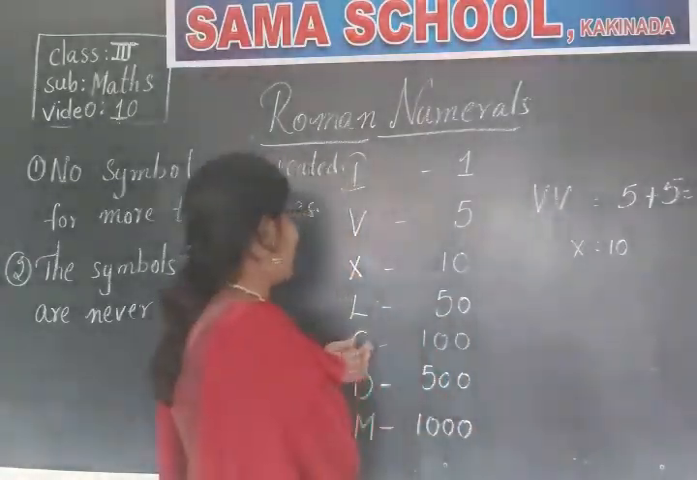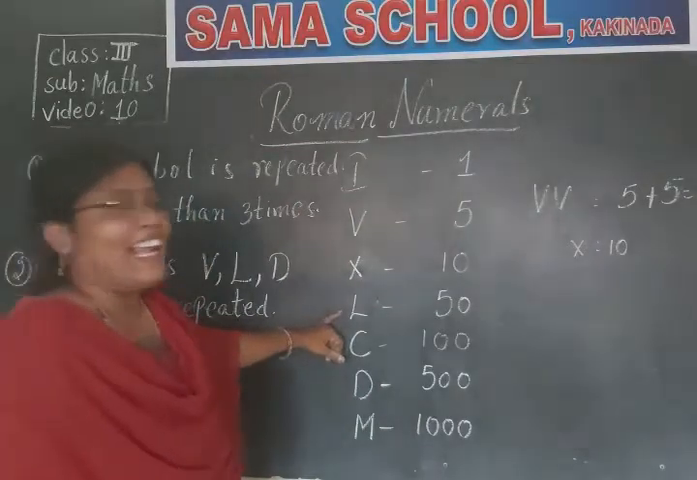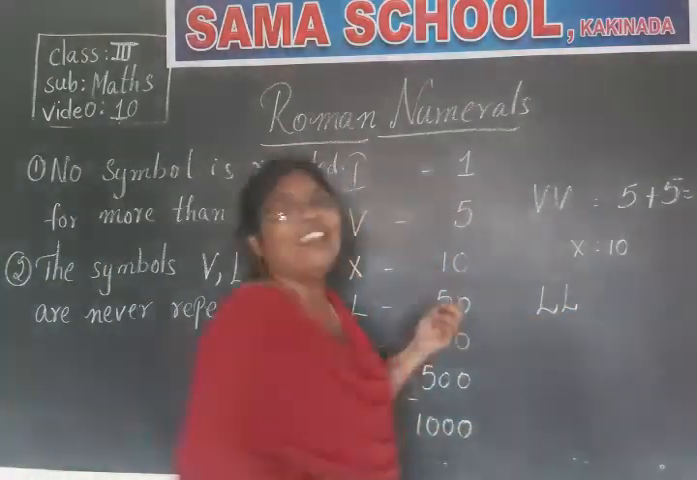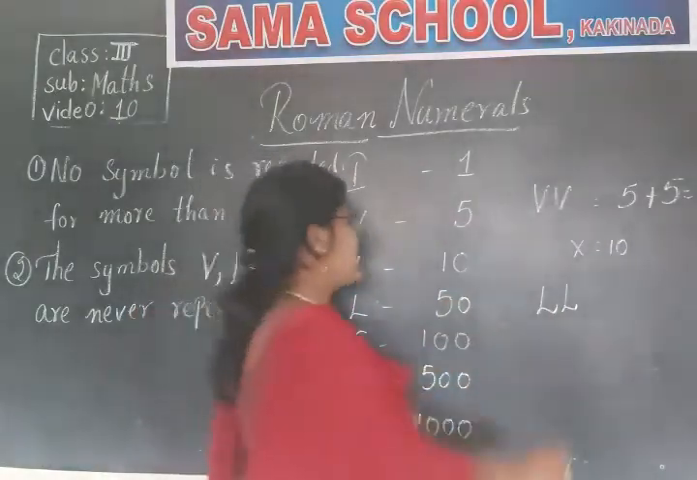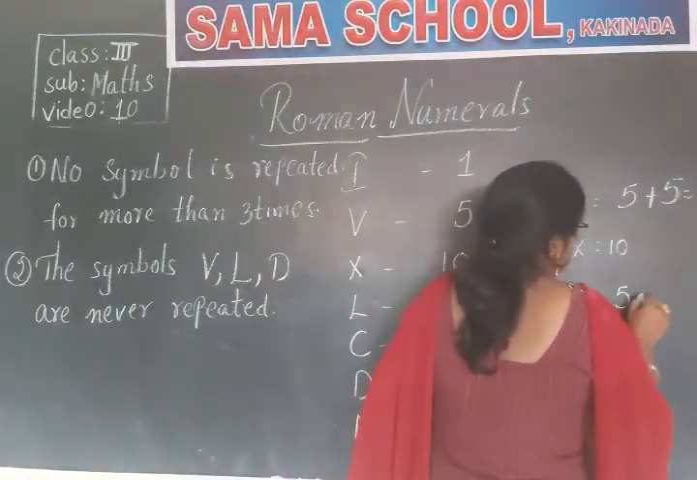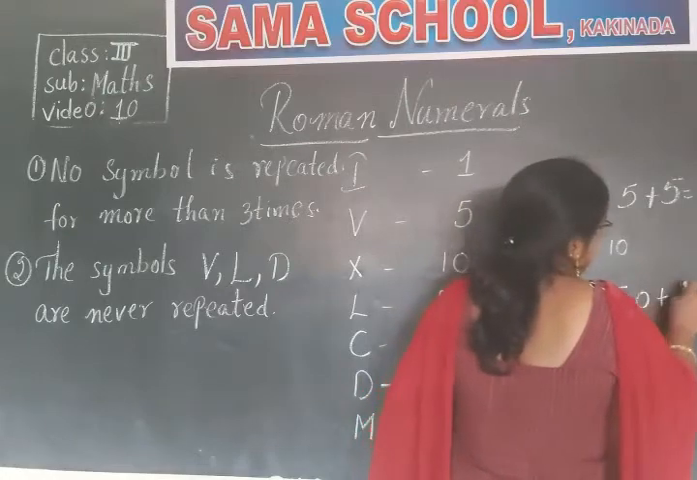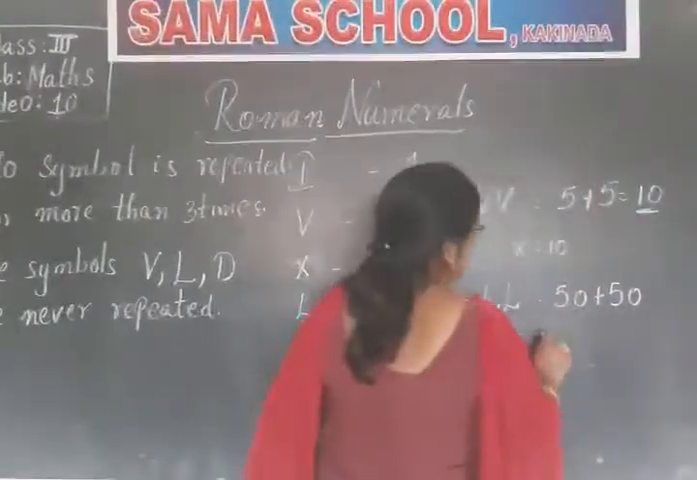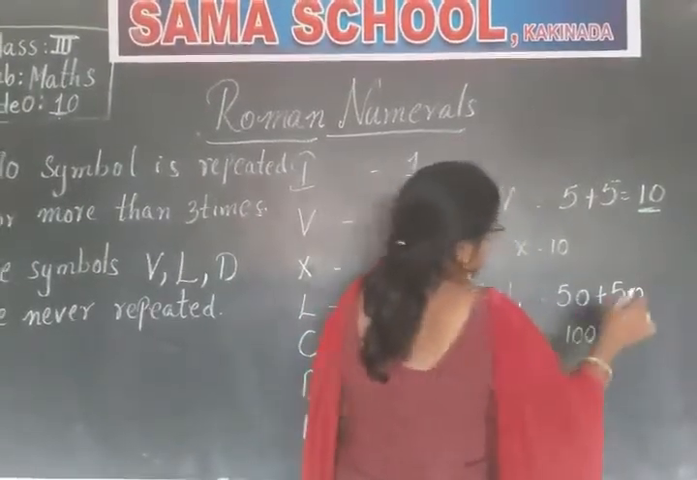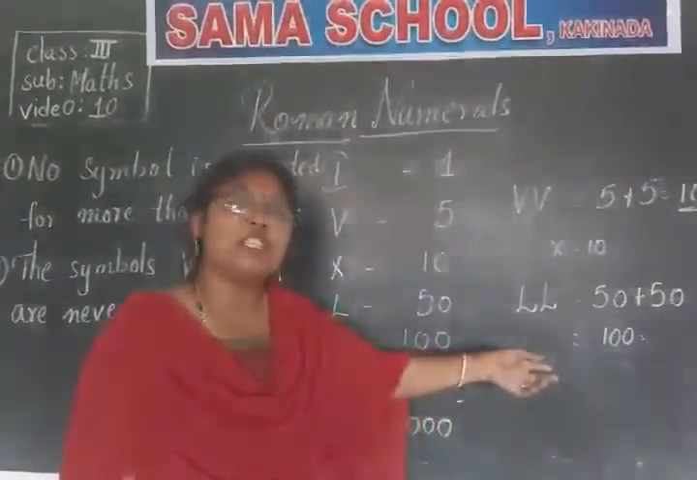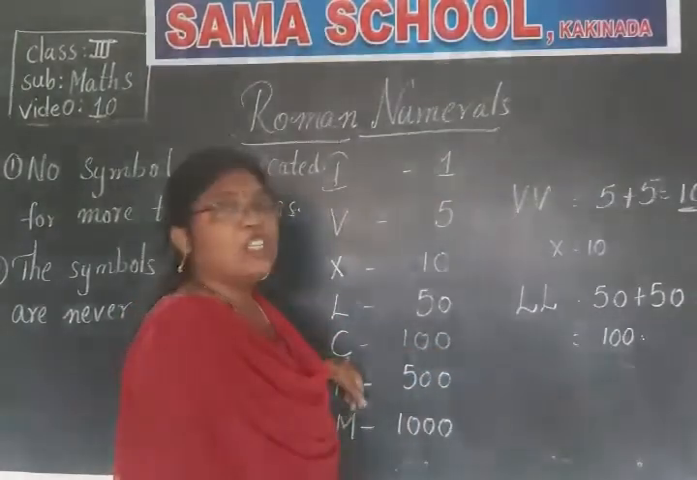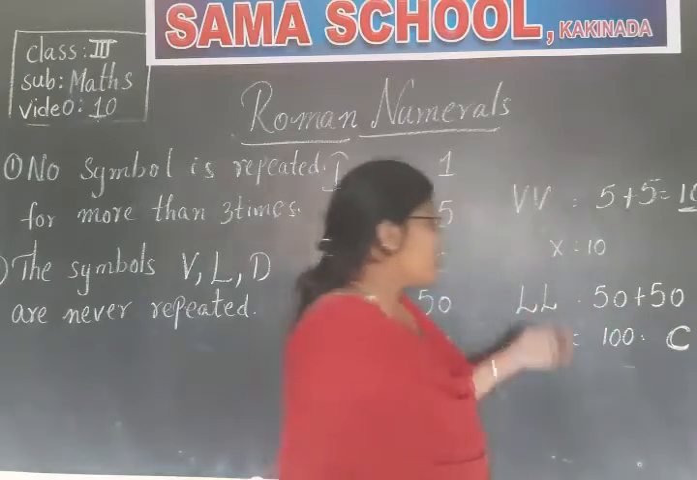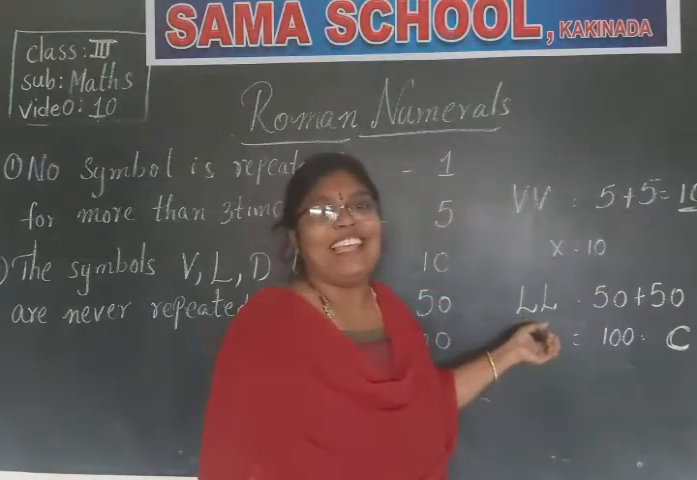In the same way, if you take L and repeat L twice, what is L? It is for 50, and again L is for 50. So what is 50 plus 50? It is 100. But we have a special symbol for 100, which is C. So C is for 100. So we should not write LL.